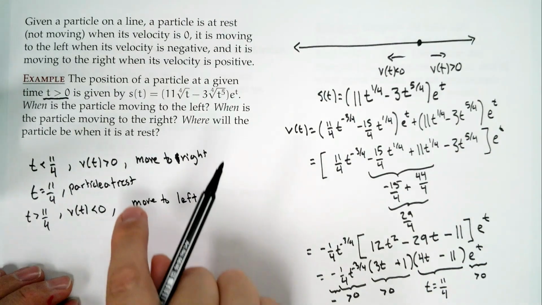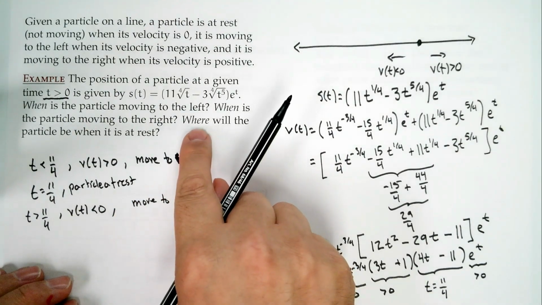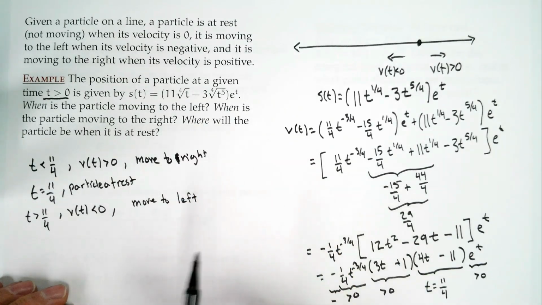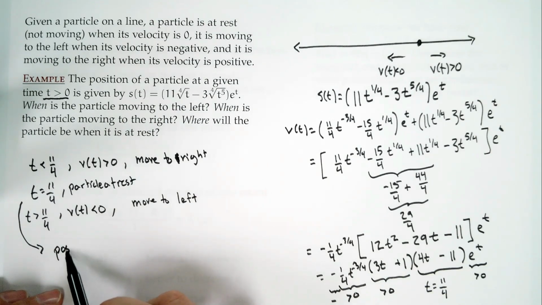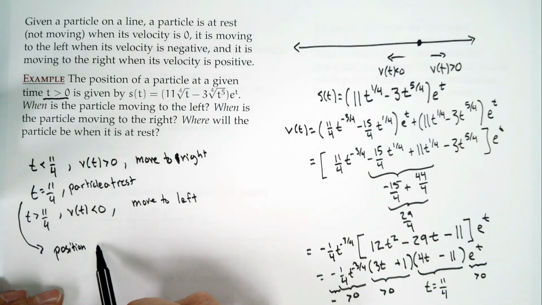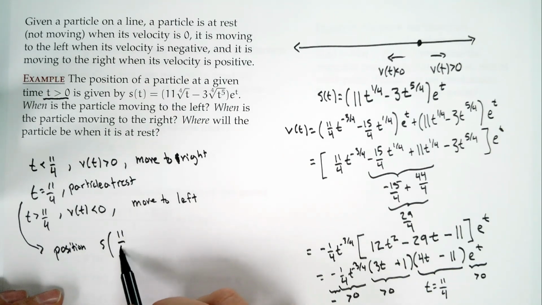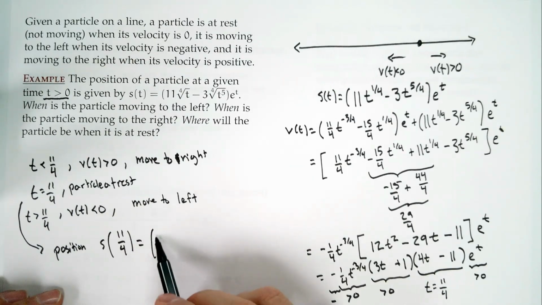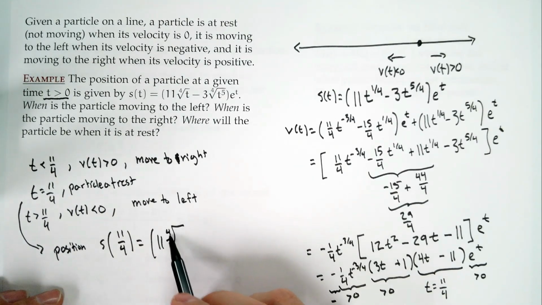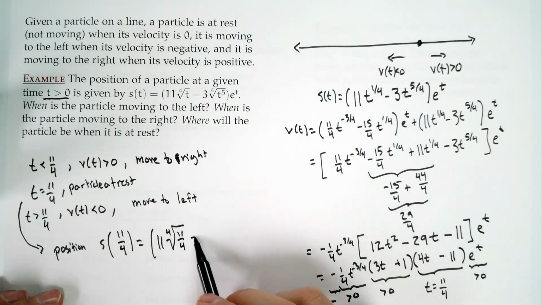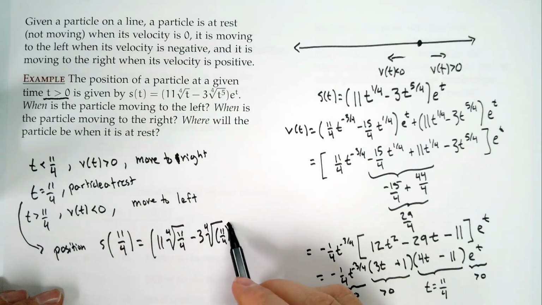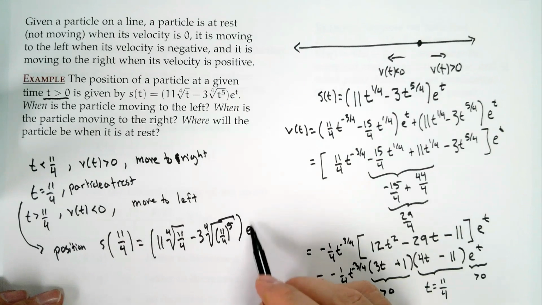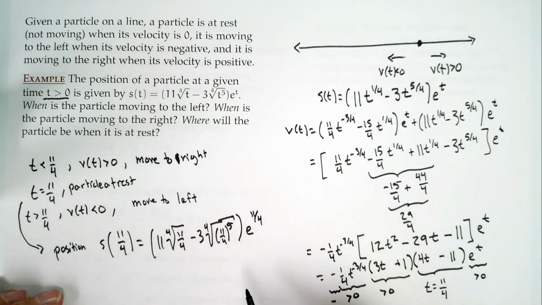But remember, what's the question? It's not a when, it's a where. So how do we get the answer? To get the answer, we plug in 11 fourths. So we say position, when it's at rest, will be s of 11 over 4, which is equal to 11 times the fourth root of 11 over 4 minus 3 times the fourth root of 11 over 4 to the fifth times e to the 11 over 4. And what do we do with that?